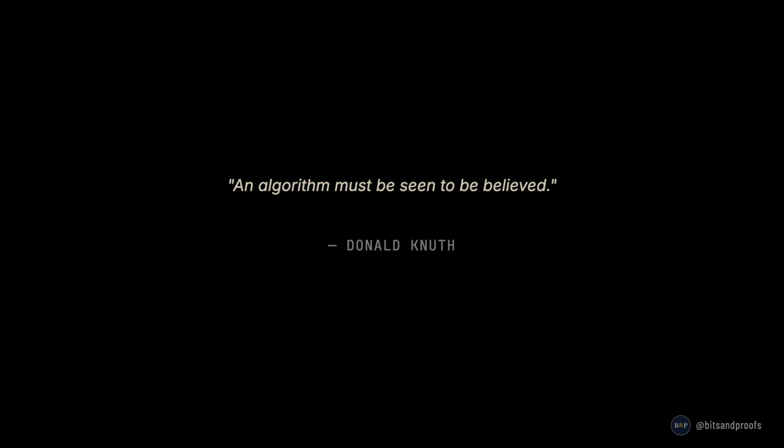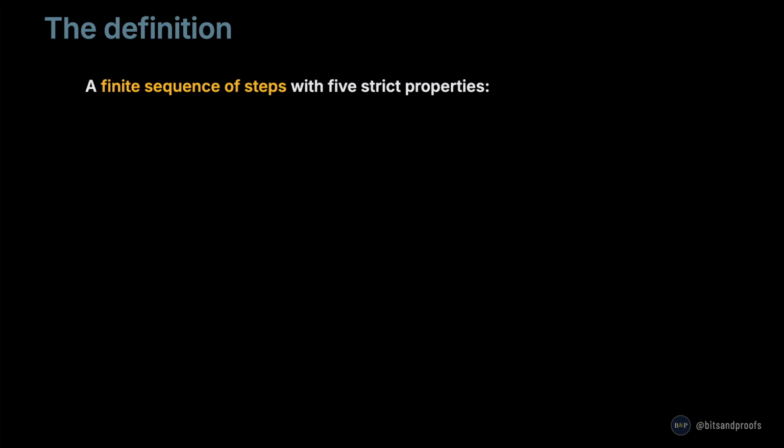"An algorithm must be seen to be believed," Donald Knuth. So we will not only define it, we will also see one step by step. The definition: an algorithm is a finite sequence of steps with 5 strict properties.